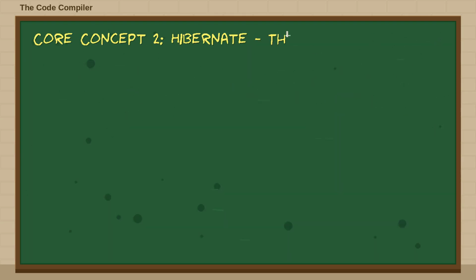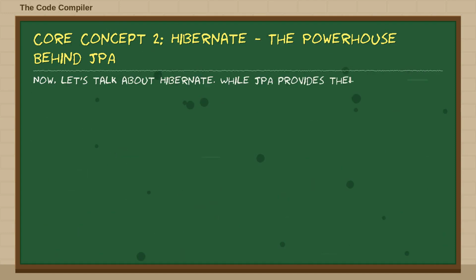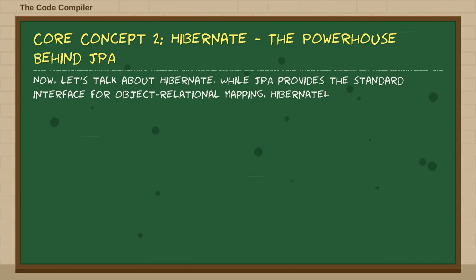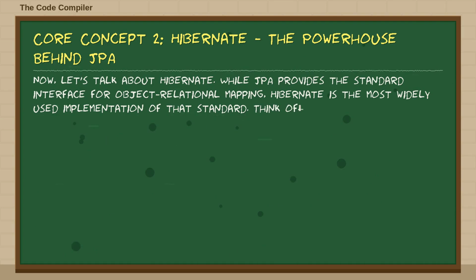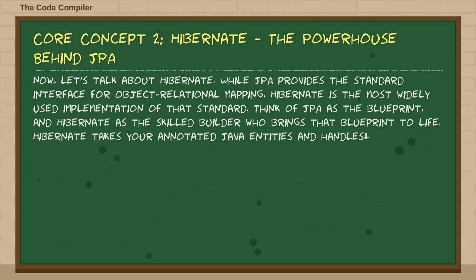Now, let's talk about Hibernate. While JPA provides the standard interface for object relational mapping, Hibernate is the most widely used implementation of that standard. Think of JPA as the blueprint, and Hibernate as the skilled builder who brings that blueprint to life. Hibernate takes your annotated Java entities and handles all the complex database interactions behind the scenes, converting Java objects into database rows and vice versa.